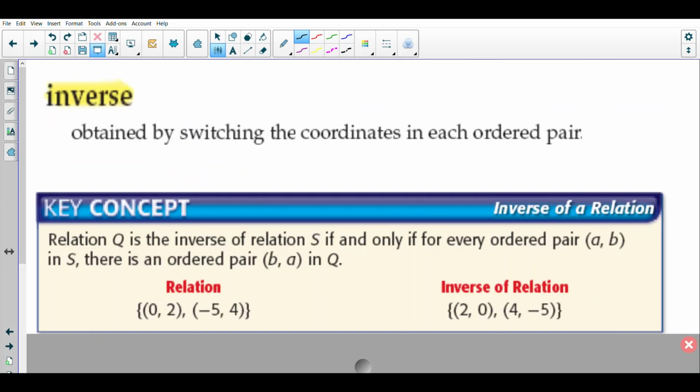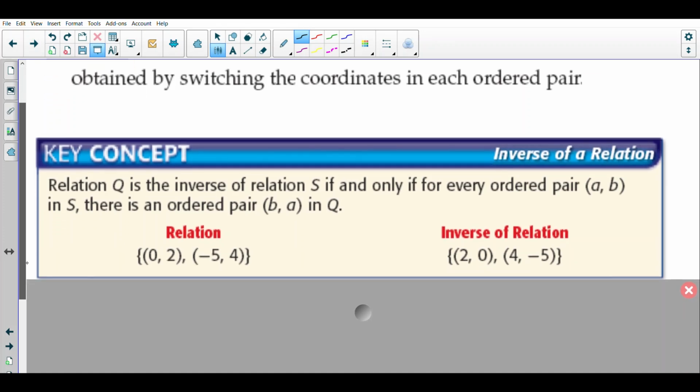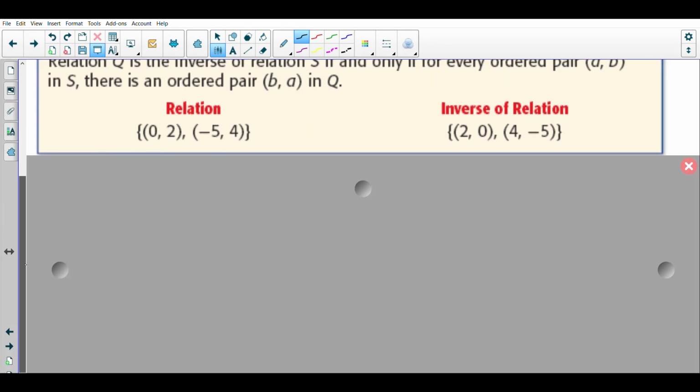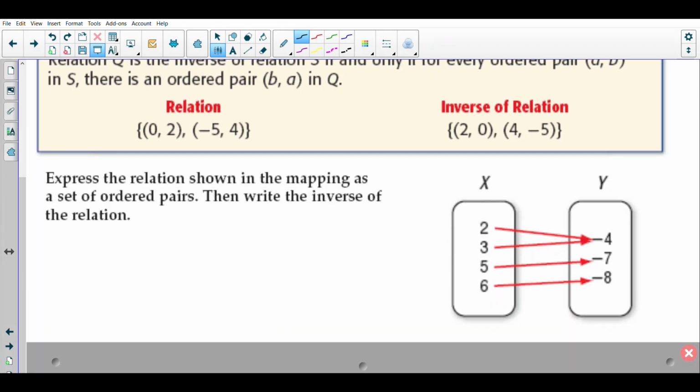So last thing, an inverse is obtained by switching the coordinates of each ordered pair. So here's just a key concept of explaining. Notice the relation is 0, 2, negative 5, 4. The inverse of that, it would be 2, 0, and 4, negative 5. So you're literally just switching the x and the y. Okay, so here's the mapping. That 2 goes to negative 4, 3 goes to negative 4, 5 goes to negative 7, and 6 goes to 8. So literally just switch the bubbles.